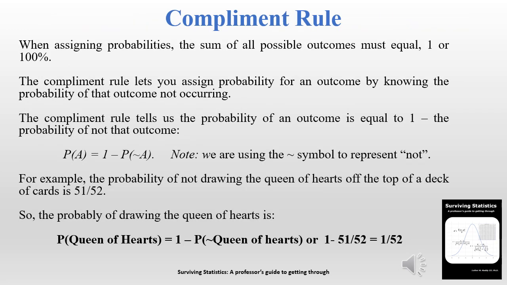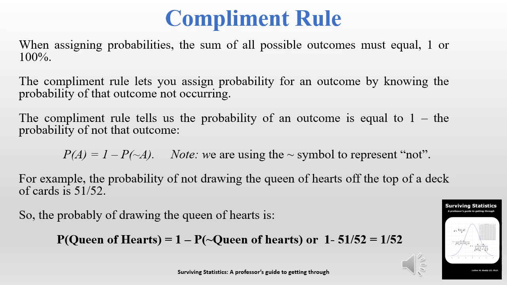Another useful tool in determining probability is the complement rule. When using the complement rule, recall that the sum of all possible outcomes must equal 100% or 1. The complement rule allows us to assign a probability to an outcome by knowing the probability of that outcome not occurring. It tells us that the probability of one specific outcome is equal to 1 minus the probability of not that outcome. You can see how we represent this here: the probability of A is 1 minus the probability of not A.